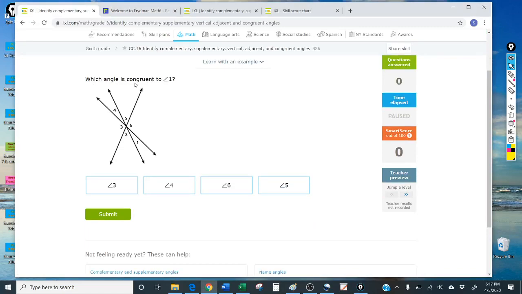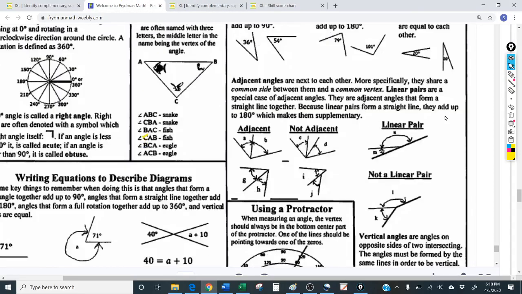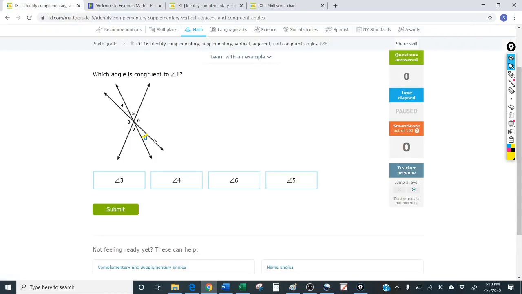Which angle is congruent to angle 1? Okay, so angle 1 is this angle right over here. Oh, it got even smaller. I don't know how I'm doing that. I like it, but I don't know how that happened. Okay, so that's angle 1. Which angle is congruent? Remember, congruent means equal. So which angle is equal to angle 1?